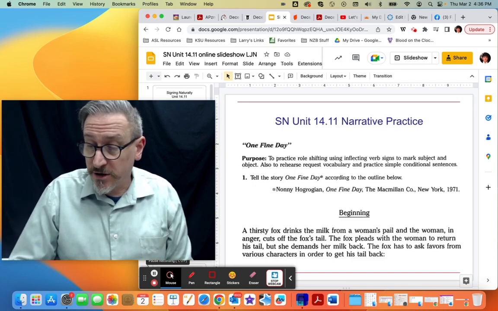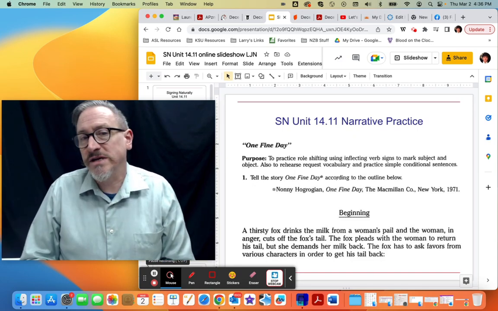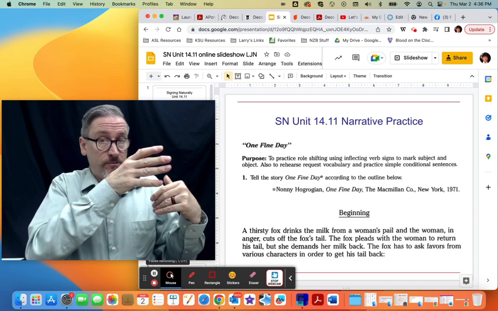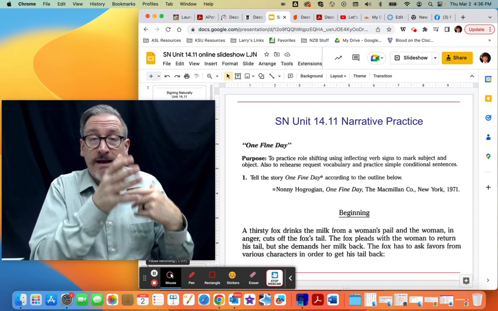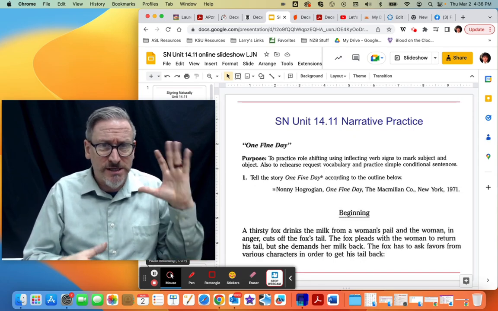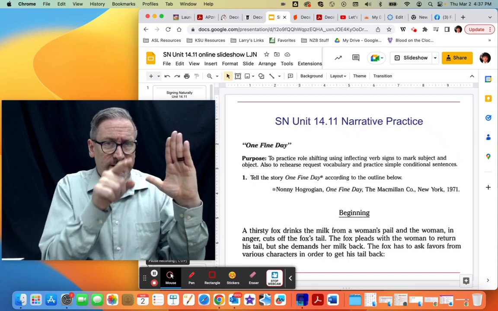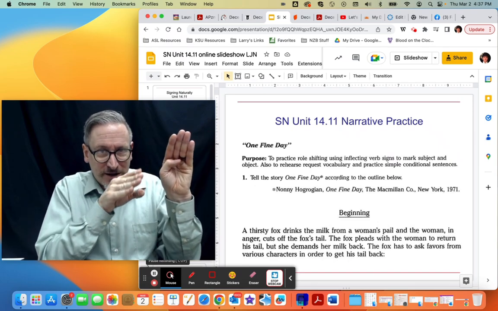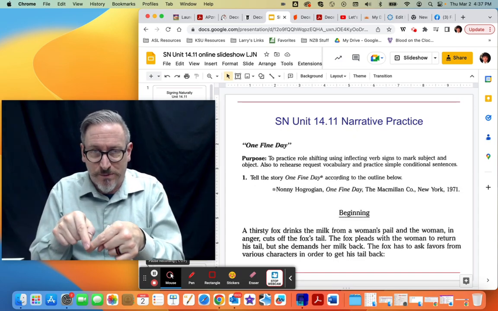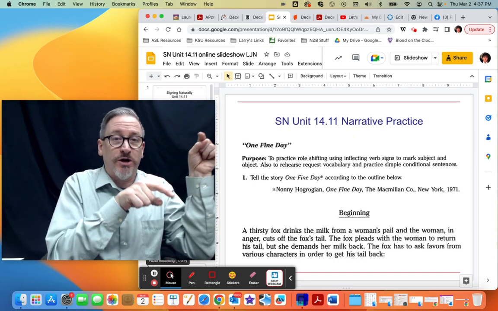Okay, now this entire unit is focused on a story, and it's a whole series of making requests and conditionals. It's one of those cascading stories where it starts out here, and you go down into the funnel deeper and deeper, and then you get a solution for the part, and you work your way back out.